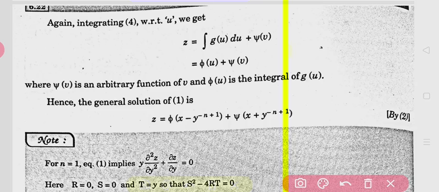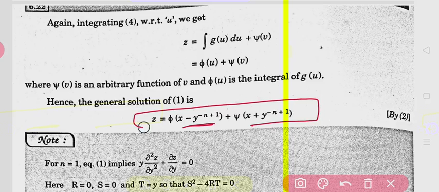This is your solution actually, but u और v की वैल्यू आपको ऑलरेडी पता है, so just place the value of u and v. This will be the value for u, this is the value for v. So this is the general solution of the given second order partial differential equation.